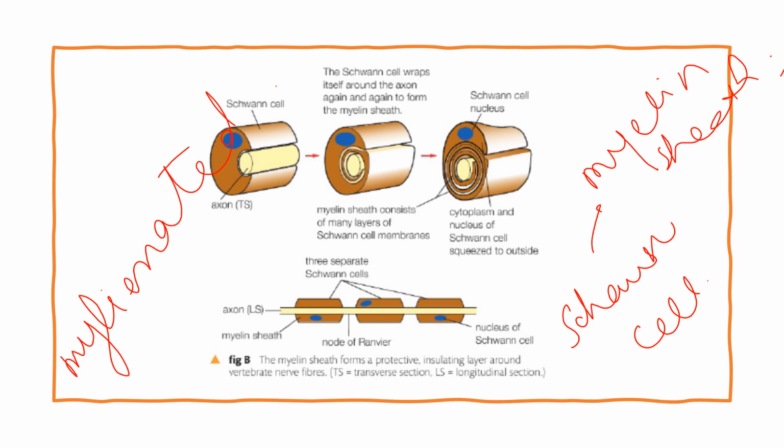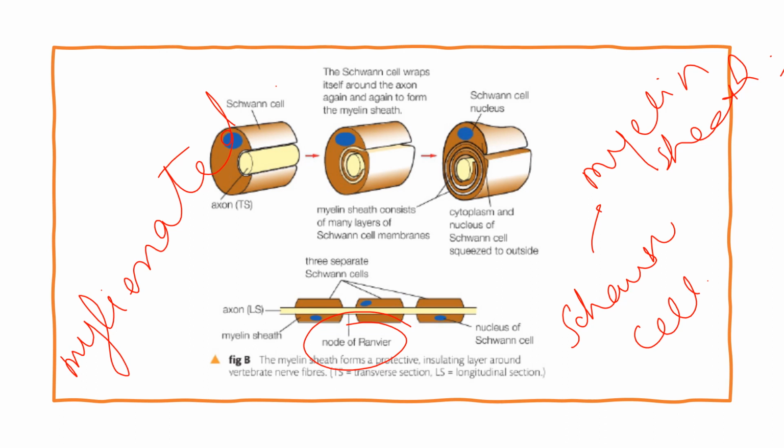right? And what happens is that this is not a continuous layer, right? There are going to be gaps present between the myelin sheath. The gaps between the myelin sheath are known as nodes of Ranvier, right? Now, the myelin sheath is important for two reasons. First of all, it protects the nerve from damage, and secondly, it speeds up the electrical impulse transmission. So the electrical impulses are going to be transmitted much faster in myelinated nerves as compared to non-myelinated nerves, right?